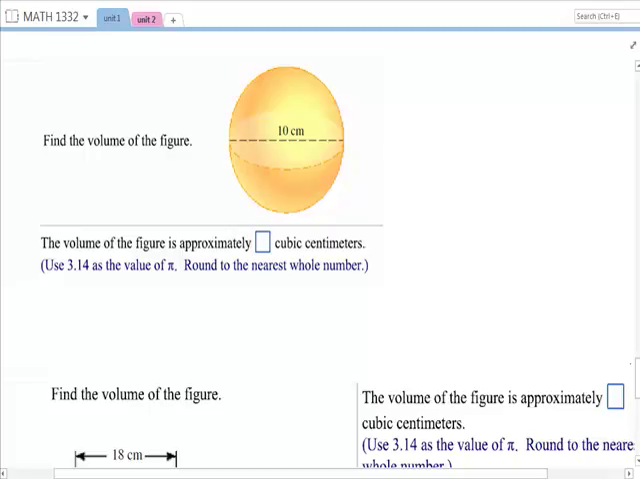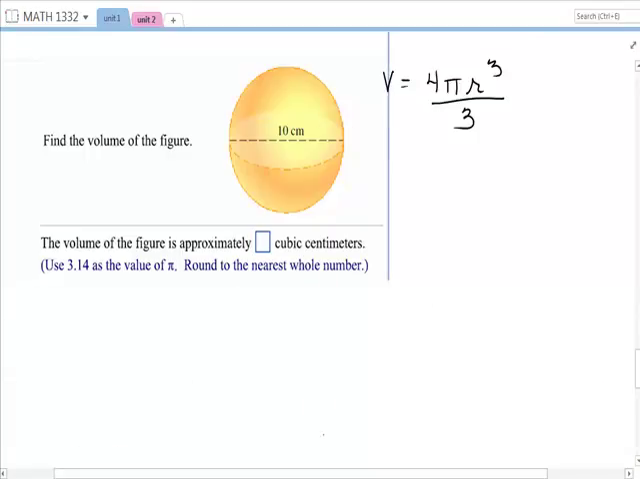All right, what's different about this sphere? It's still 4 pi r cubed over 3. What jumps out at you? I'll just start. We'll see. 4 times 3.14 times the radius cubed. Do you have the radius? You're given the diameter. The radius is only 5 centimeters.